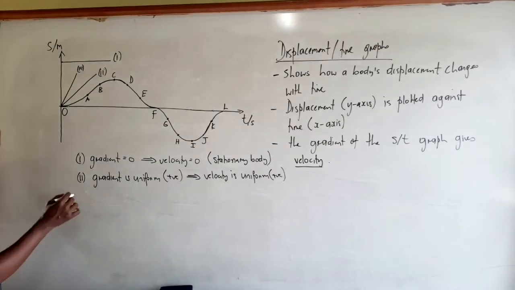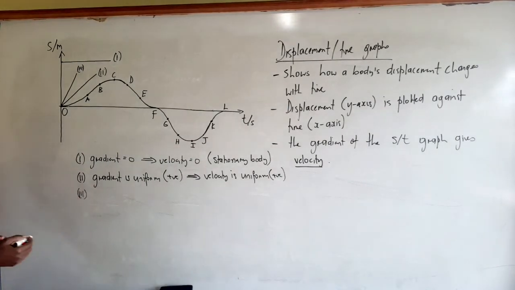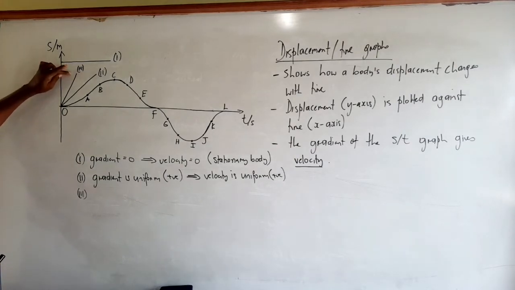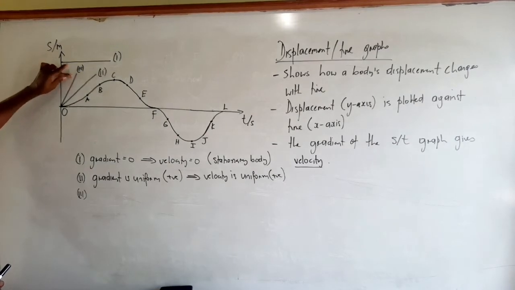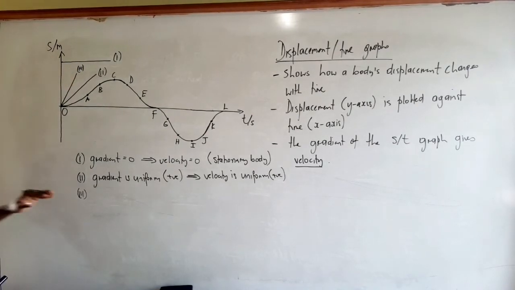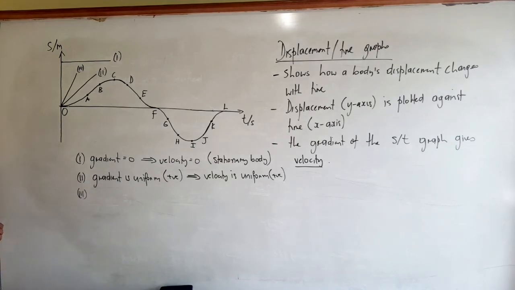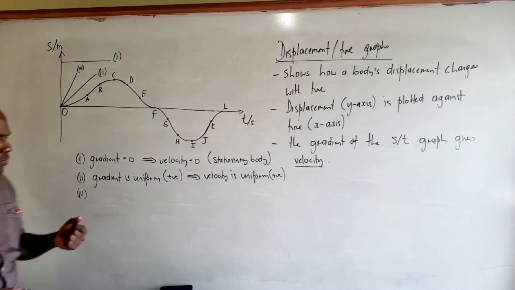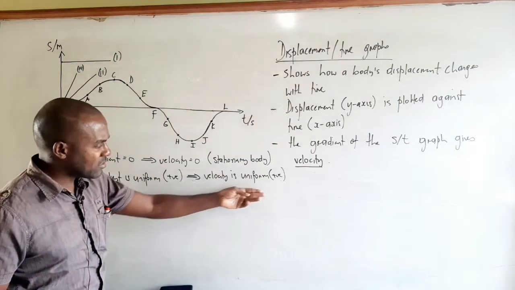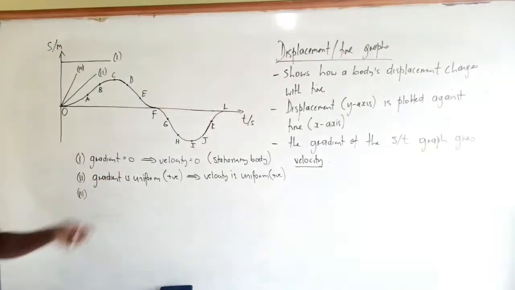Now let's look at graph 3. Similar to graph 2, the displacement increases steadily with time, and so we say the gradient is also uniform and positive. But if you examine the two graphs carefully, we see that the graph in 3 is steeper than that in 2. So the gradient is greater, the graph is steeper, and therefore this body will be moving with a constant but higher velocity than that in part 2.